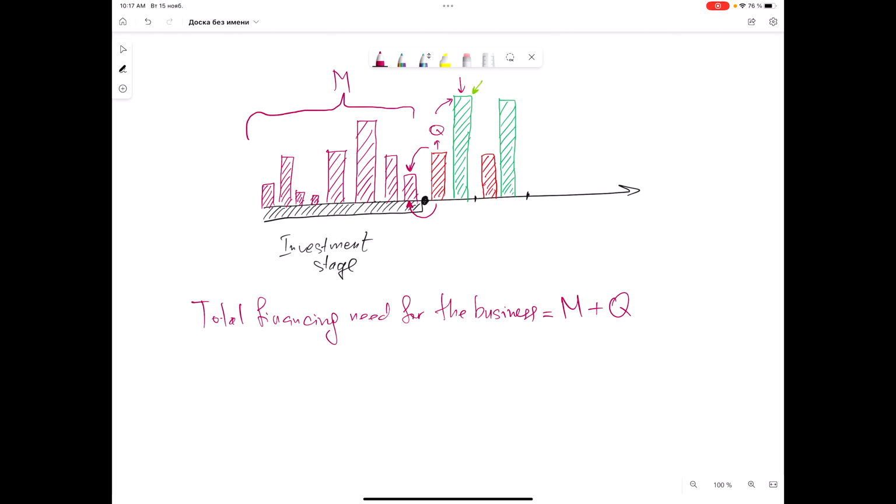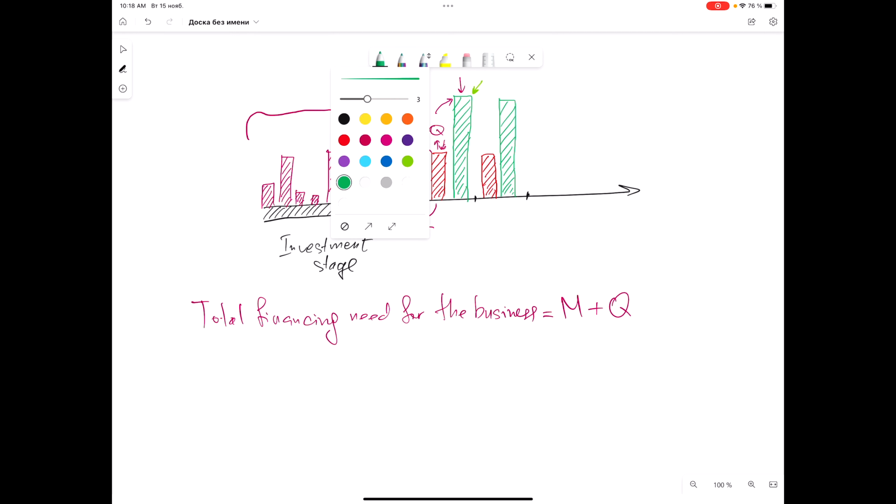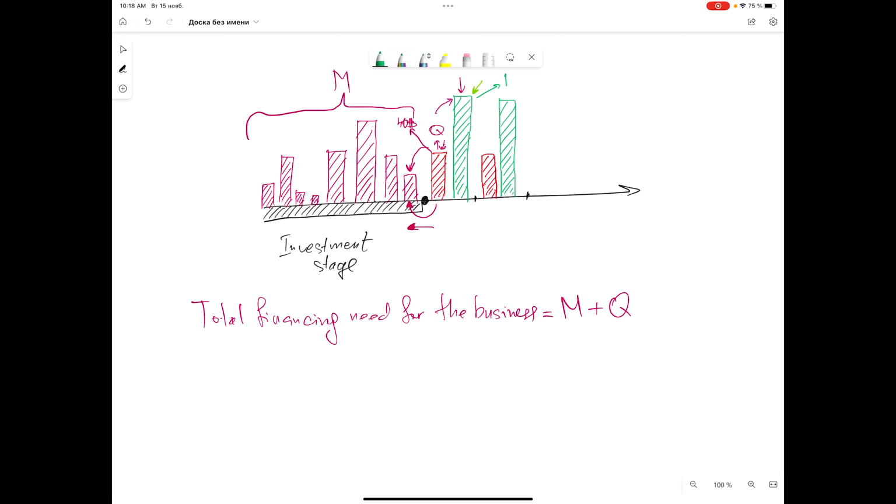Then, if we look at the revenues, these expenses will be displaced to the left. Now let's look at the revenues. For example, these expenses equal $40. This revenue equals $100.